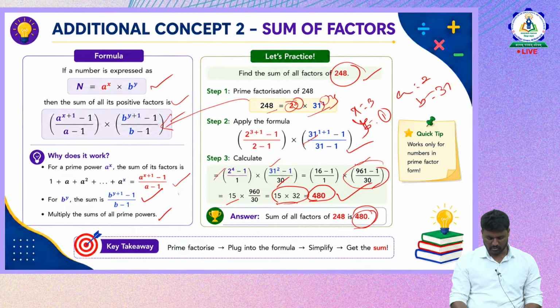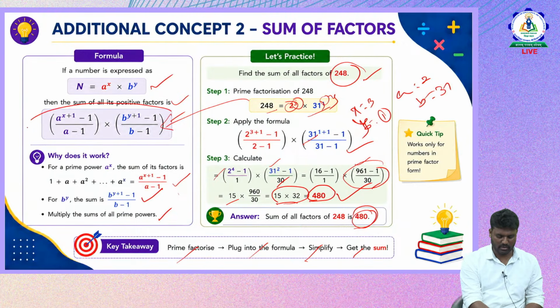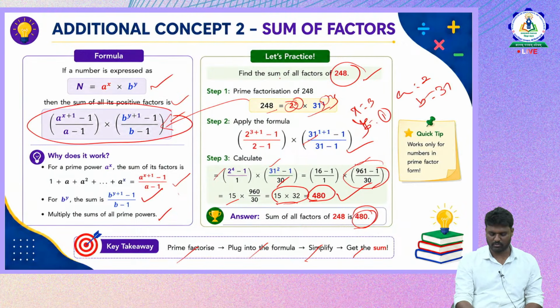Now what you need to remember: prime factorize and then plug into the formula, that means apply the formula and simplify, get the sum. So if you remember this formula, when they ask you to find the sum of all the factors, you can easily identify the sum of the factors of any given number, okay.